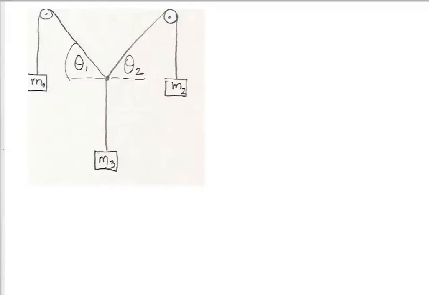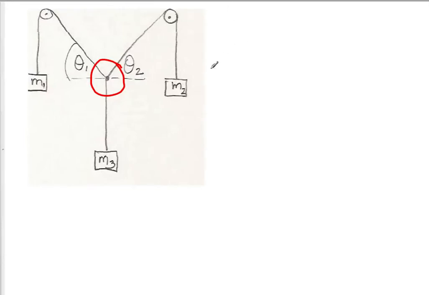I'm going to draw 4 free body diagrams. First one, I'm going to draw one for each mass, and I'm going to draw one of this knot right here. I'm going to draw a free body diagram of that. So let's start with mass number 1.